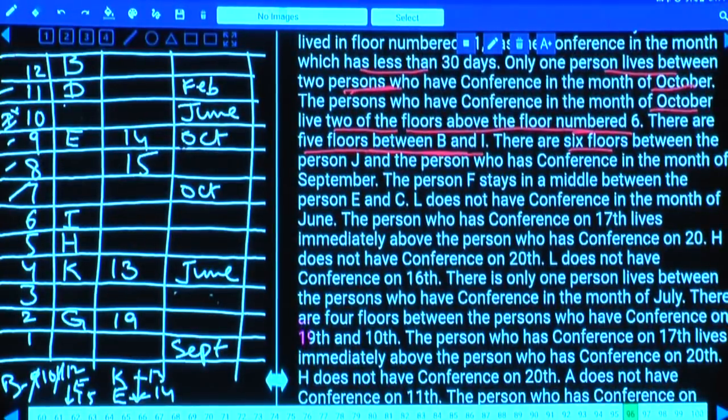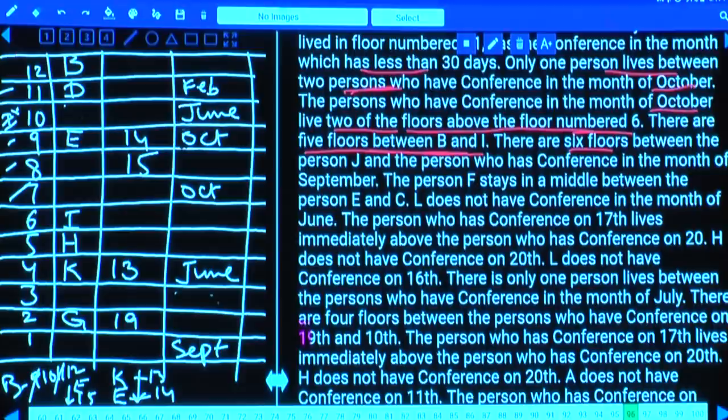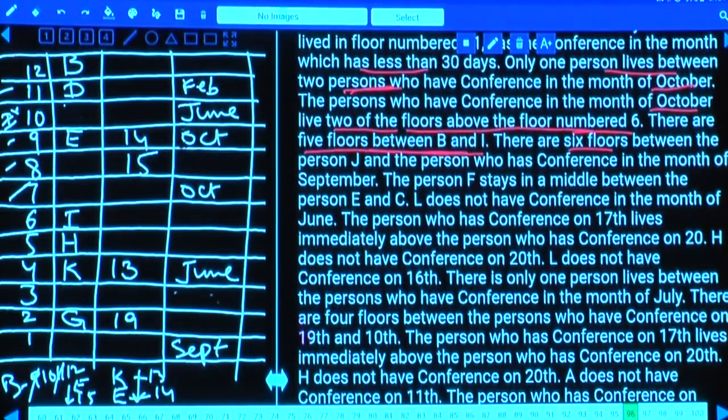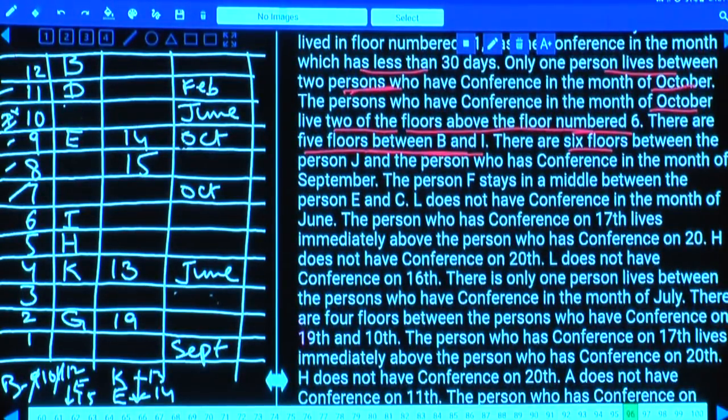As B and I, earlier we have discussed one information. What is that information we have discussed here? B and I must be 31 days. In the month of 31 days, either it could be Jan, October or May. Hence these two must be either Jan, October is ruled out. Now we are left with either Jan or March. B and I must be Jan or March in any order.